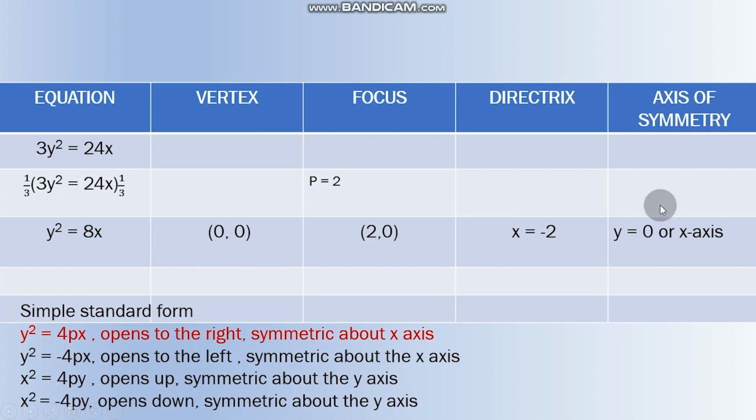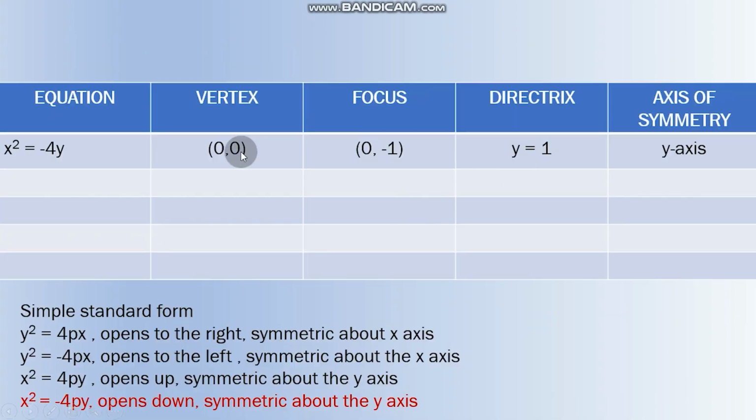So, what is the axis of symmetry? The axis of symmetry, you can call it y is equal to 0, or actually it's the x-axis. They are the same thing. So, let me go back to the solution of number 1, okay?